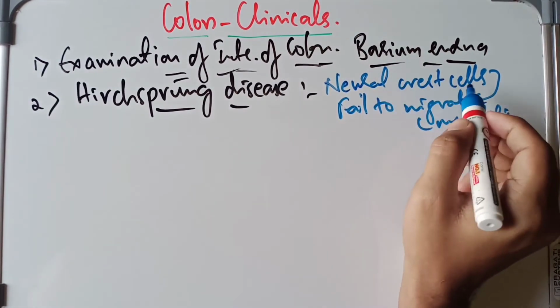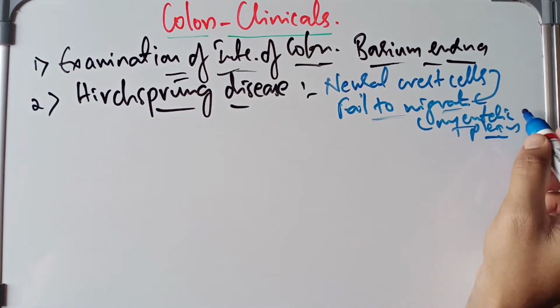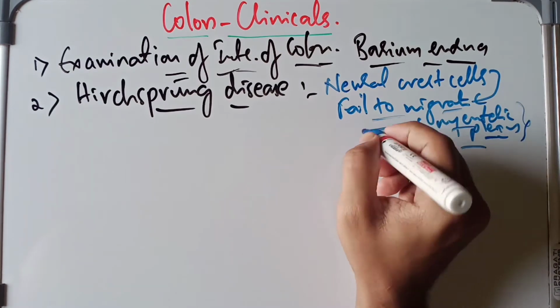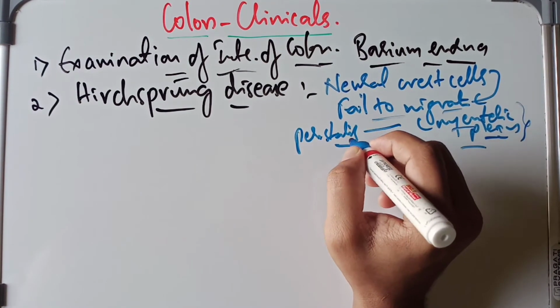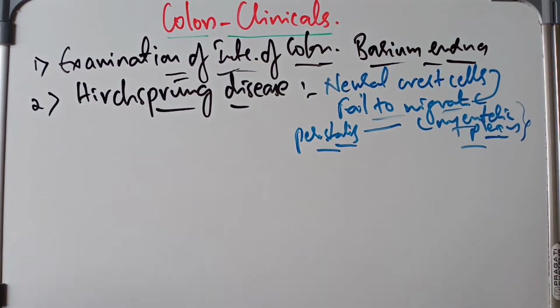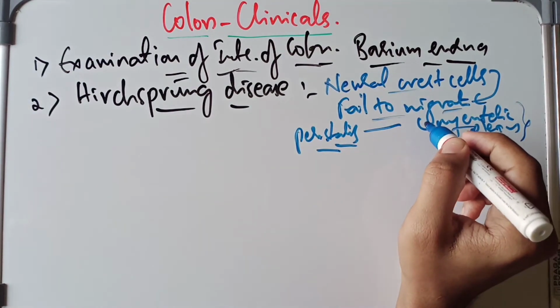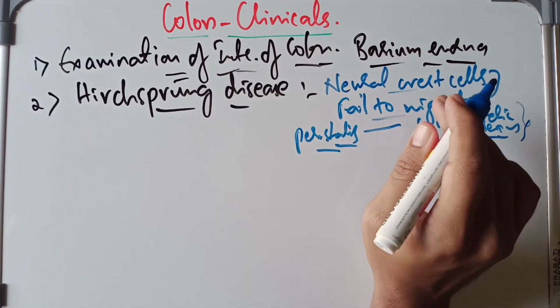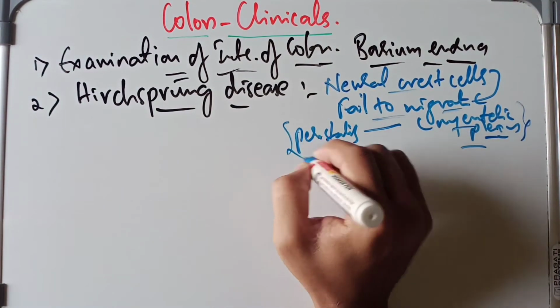So basically, what is the function of the plexuses? They help in peristalsis, that is the movement of the food, the movement of the bowel. These neural crest cells fail to migrate and will be situated in the sigmoid colon and the rectum during embryonic development. So this condition will result in the absence of peristalsis.